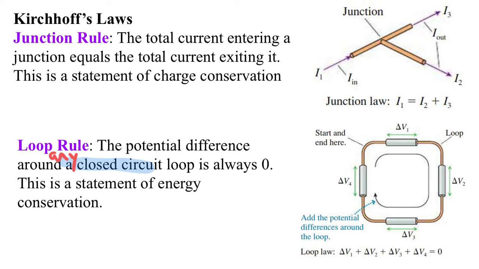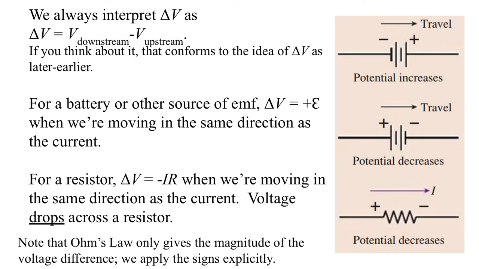So if we start anywhere here, we get delta V1 plus delta V2 plus delta V3 plus delta V4. They have to be zero. So some of these have to raise your potential and some of them have to decrease your potential. We'll interpret delta V as V downstream minus V upstream, which, if you think about it, is exactly what we thought about with our usual definition of delta, which is later minus earlier, because, for instance, if we're traveling, as they say here, this way, then going this way, the battery increases the potential of the current.